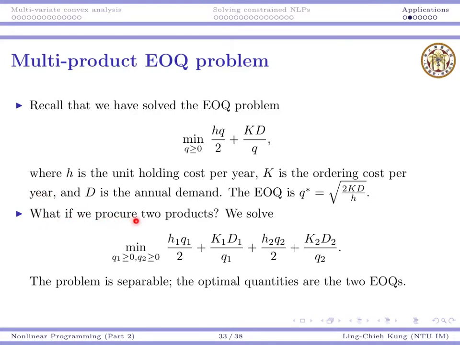What if we are procuring two products? In this case, we want to decide Q1 and Q2 as the order quantity of product 1 and product 2 so that we can minimize the total cost. In this case, the problem is separable, because Q1 and Q2 are somewhat independent. So the optimal quantities will be the two EOQs, and you will be able to solve this problem with no difficulty, because the problem is just separable.